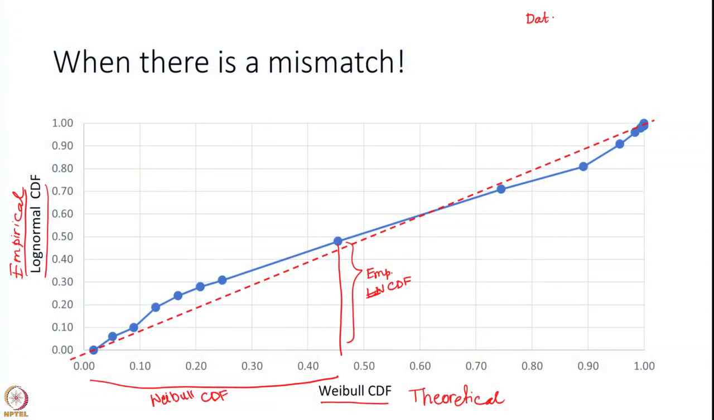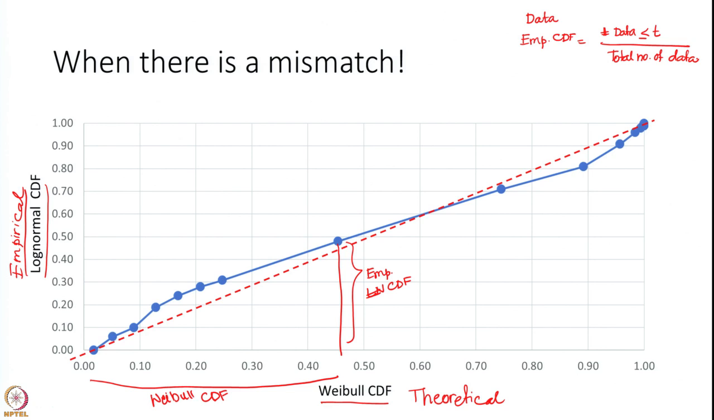So, just as we did in the previous case, for data, the empirical CDF is a ratio of the number of data points less than or equal to t divided by the total number of data.